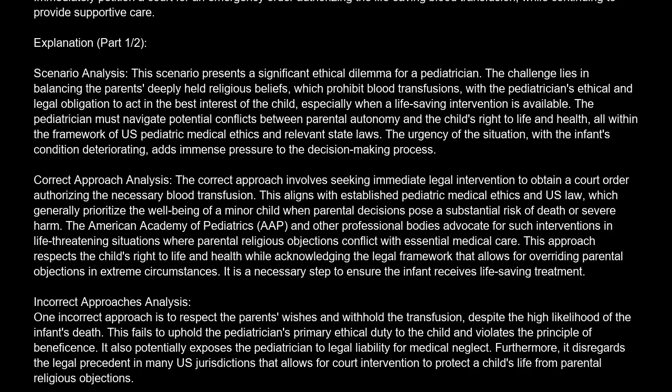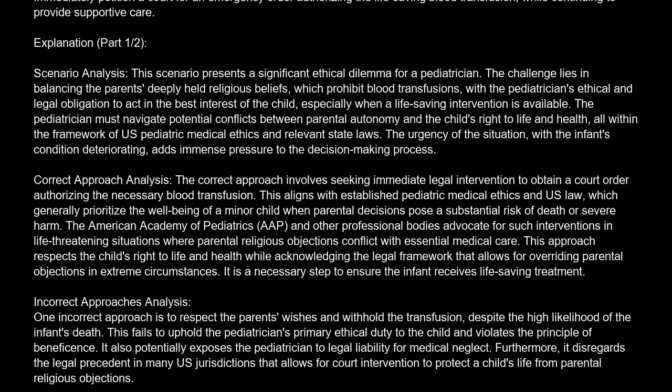Correct approach analysis. The correct approach involves seeking immediate legal intervention to obtain a court order authorizing the necessary blood transfusion. This aligns with established pediatric medical ethics and U.S. law, which generally prioritize the well-being of a minor child when parental decisions pose a substantial risk of death or severe harm. The American Academy of Pediatrics, and other professional bodies advocate for such interventions in life-threatening situations where parental religious objections conflict with essential medical care.